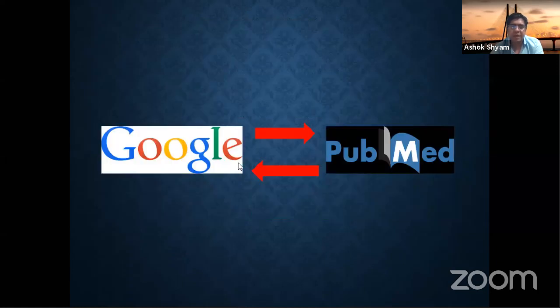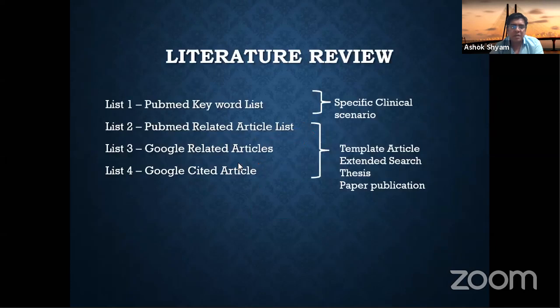So Google and PubMed are interchangeable. You get 4 lists from literature review. List 1 is from PubMed key list. List 2 is PubMed related article list. List 3 is Google related article, and list 4 is Google cited articles.